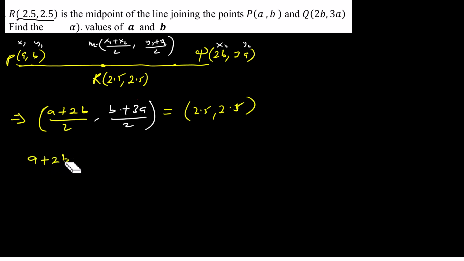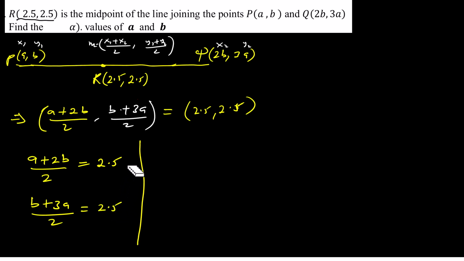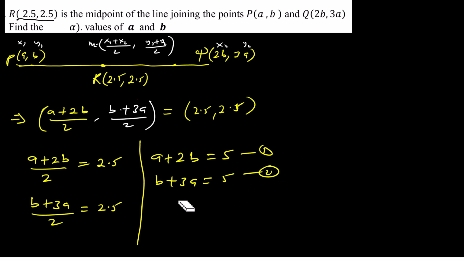So we have a plus 2b on 2 as x coordinate, the same as this x coordinate, so 2.5. And we have b plus 3a on 2 equals 2.5. This one will give us a plus 2b equals 2 times 2.5, so that's 5. Then b plus 3a equals 5. So this is equation 1, equation 2. From equation 1, a is the same as 5 minus 2b. We are making a the subject from equation 1. Let's call this the third equation.